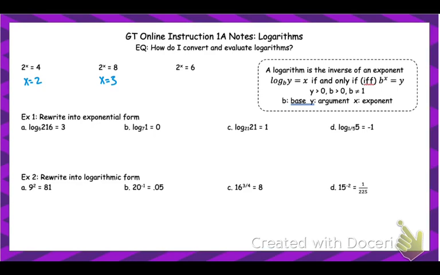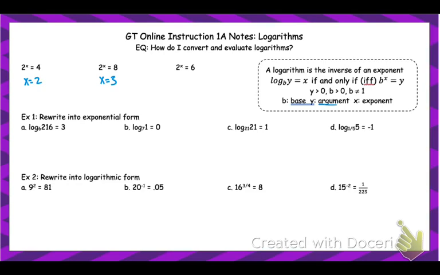So this is where logs come in. Logs are basically the inverse of an exponent, and they allow us to evaluate and find that missing exponent. So the way a log works, if you look over in our box, a log is the inverse of an exponent. The little number that's down there is called the base. The number that follows, what you're actually taking the log of, is called the argument.